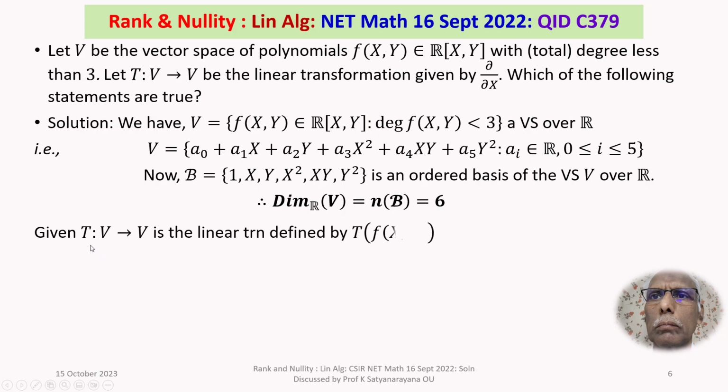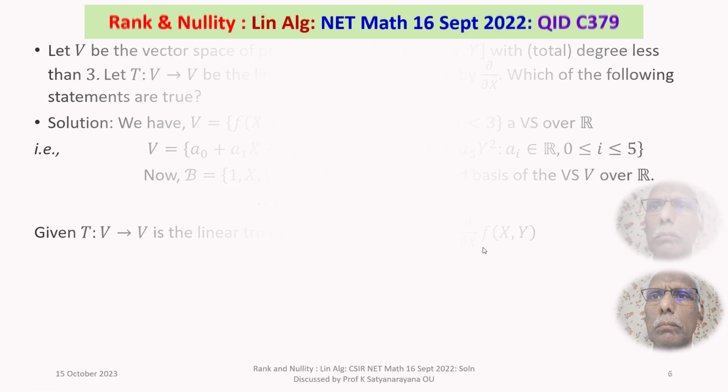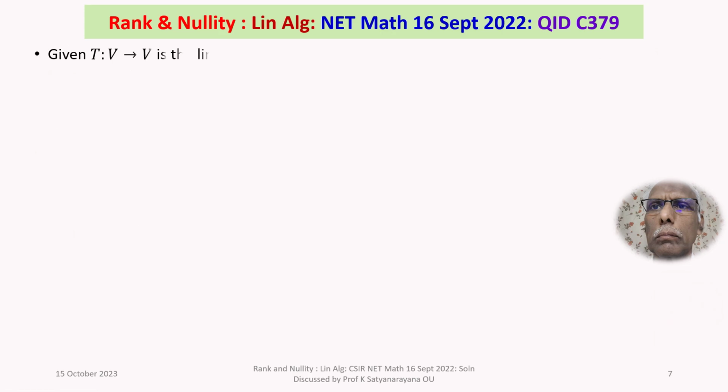Given T from the vector space V to itself is the linear transformation defined by T of f of x comma y equal to del by del x of f of x comma y. So take the typical f of x comma y and differentiate partially with respect to x. We continue in the next slide.